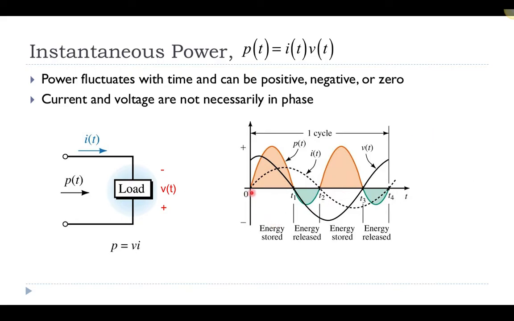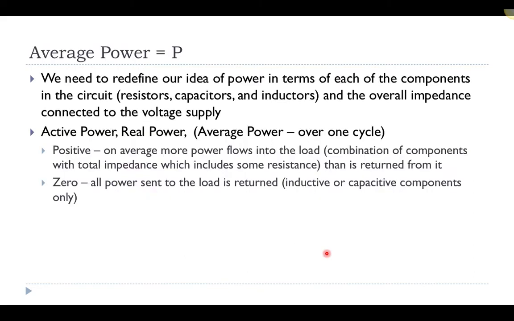And so when the power is positive, we say that there is actually energy that's stored in the load. And when the power is negative, we say that the power is being released from the load. And we're going to talk about what those two terms actually mean. So what we're going to be interested in is the average power, because the power is fluctuating in time. We're going to want to determine what is the power over one cycle. And so we have to redefine our idea of power in terms of the different components, right? The resistors, capacitors, inductors, and basically the overall impedance in our circuit.